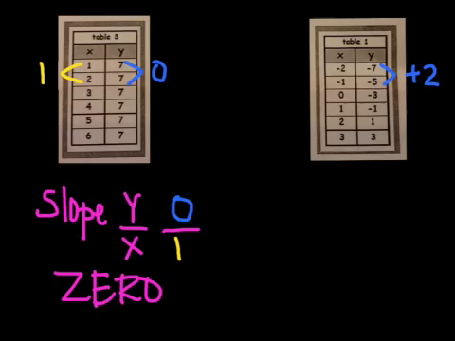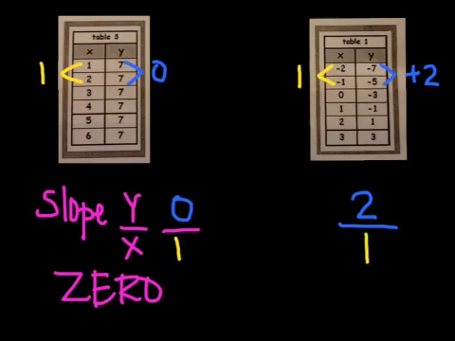So when I get ready to do my slope, the top number is going to be 2. I'm going to come over and look at the x values. I'm going to move from -2 to -1. If you go on a number line, that is 1 move to the right. So the bottom is a 1.